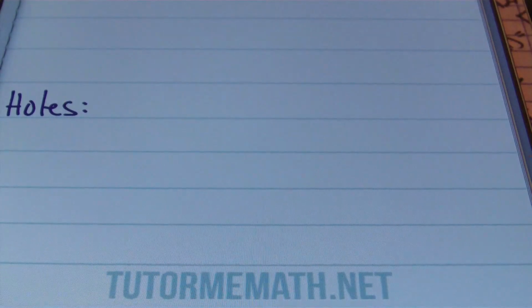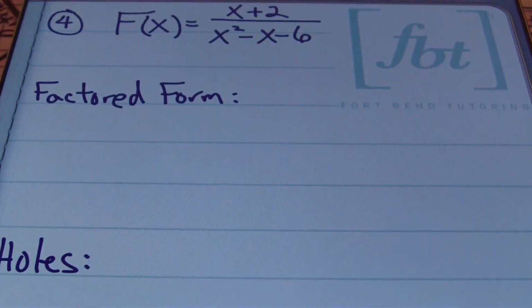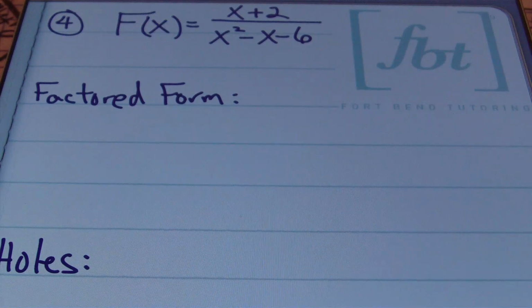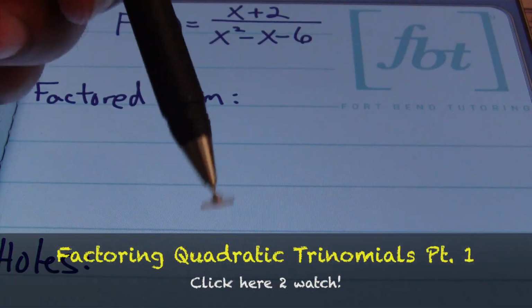There we have it. Problem number 4, we have f of x equals (x plus 2) divided by (x squared minus x minus 6). You will factor this. Notice that in the denominator you have a quadratic trinomial. You can factor that. You would be looking for 2 factors of 6 that'll subtract to give you 1. So I'm thinking 3 and 2 will get us there. And if you need help factoring a quadratic trinomial, check out this link right here.